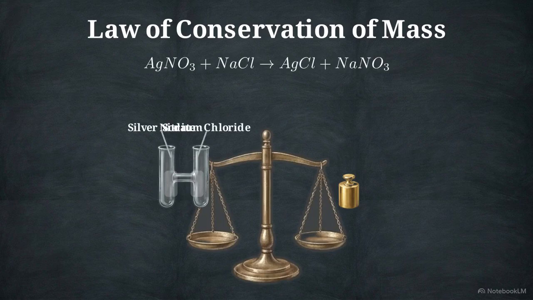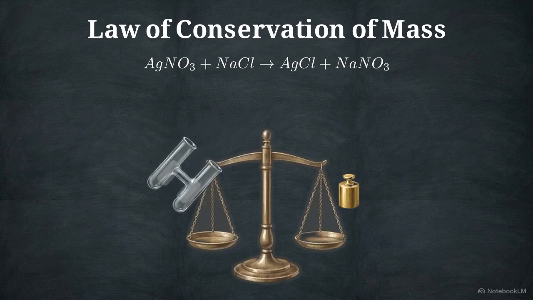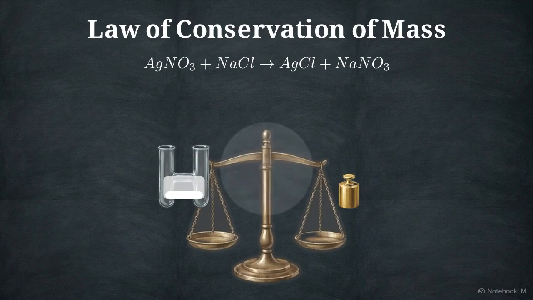In a classic experiment using an H-shaped Landolt tube, a chemist mixes silver nitrate and sodium chloride. A chemical reaction occurs, forming a new solid, but the weight of the sealed tube remains perfectly balanced. Matter remains constant throughout the change.